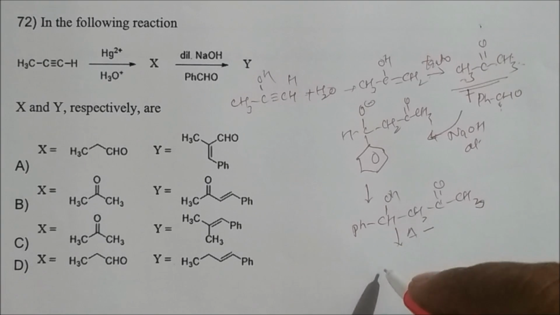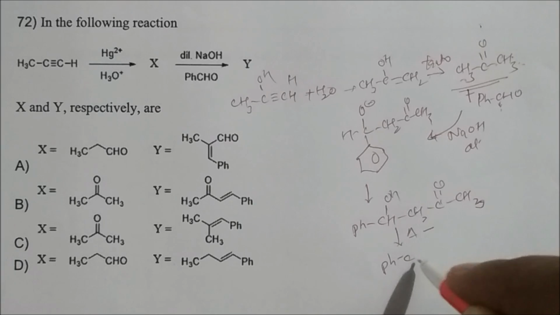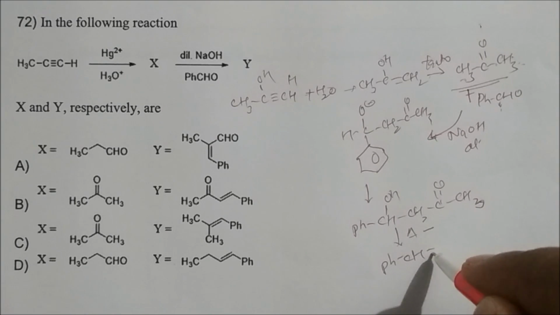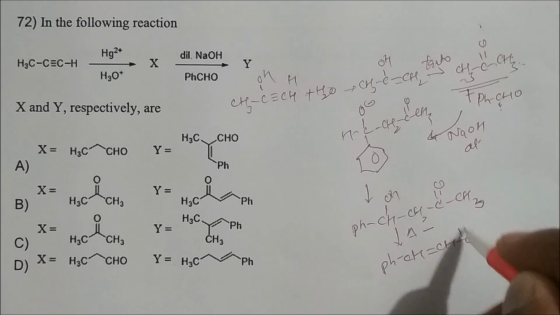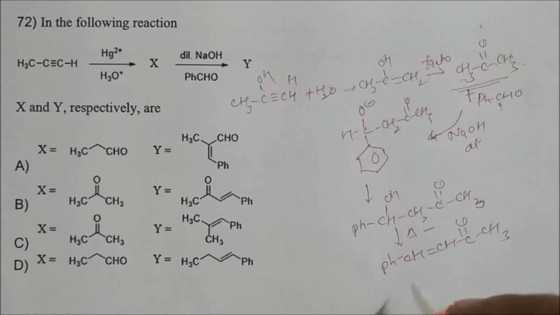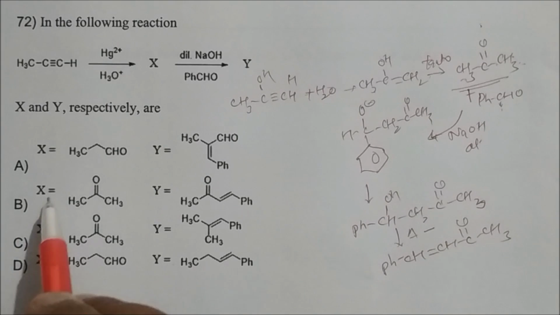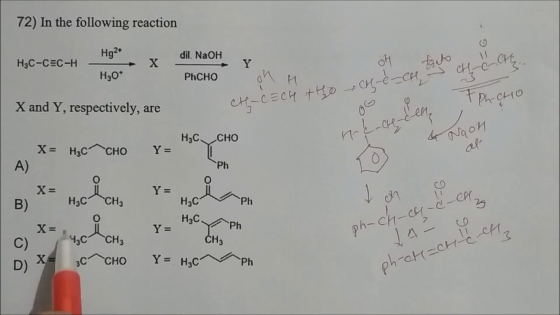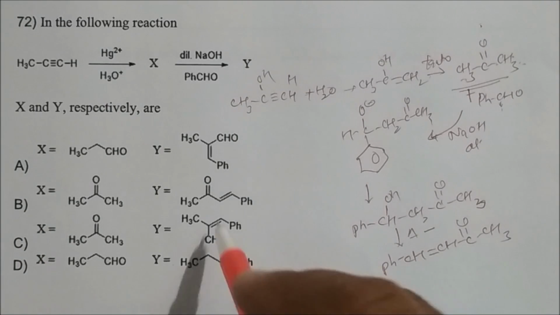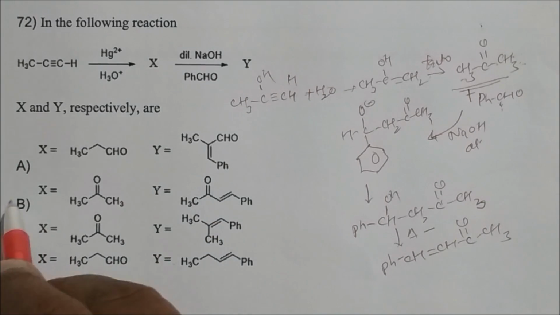So in this compound, this becomes an alpha beta unsaturated compound. Yes, this becomes CH double bond with CH, CO and CH3. So if you compare, which answer is correct? X is acetone, so definitely B and C. After B and C, this is the only compound we are getting, this is Y. So this answer is correct.